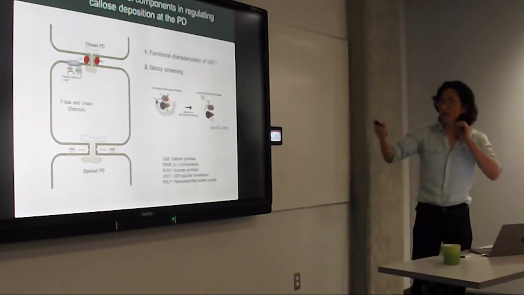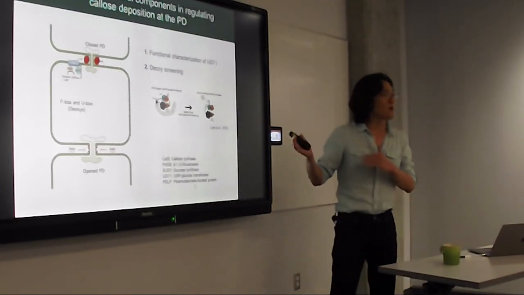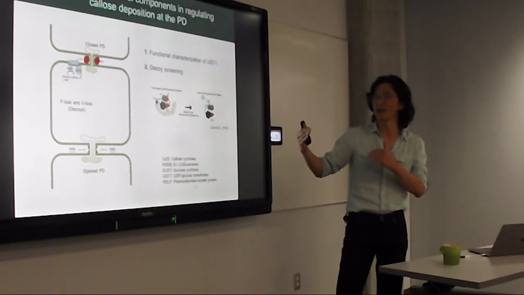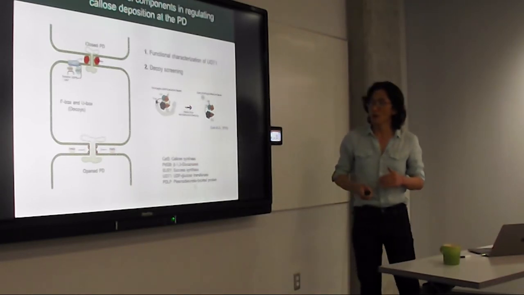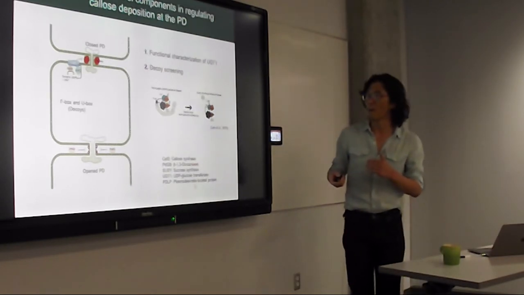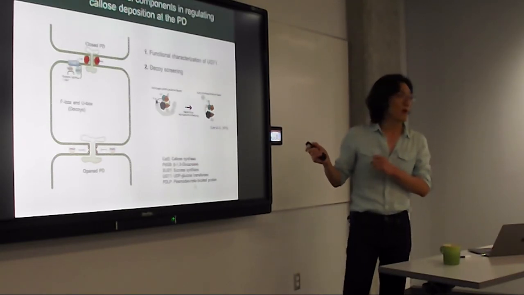Based on this, you notice that we don't know much about what regulates callus deposition and callus homeostasis at the plasmodesmata. So currently, we are also screening a decoy library, a U-box and F-box decoy library. The library was built by Josh Gendron's lab at Yale University.